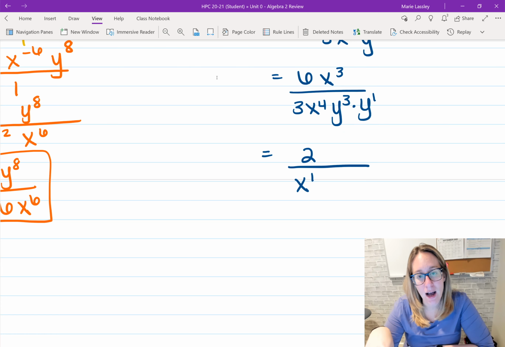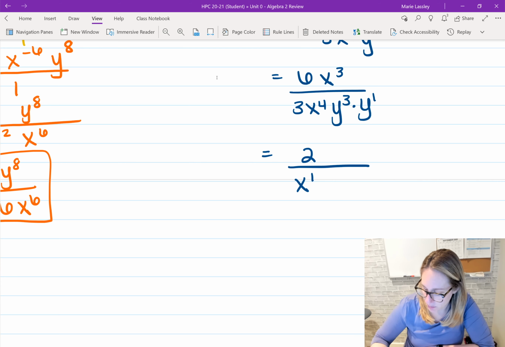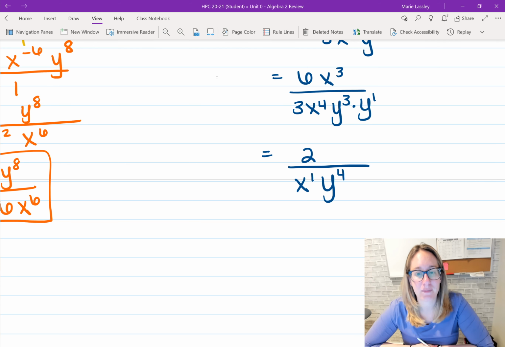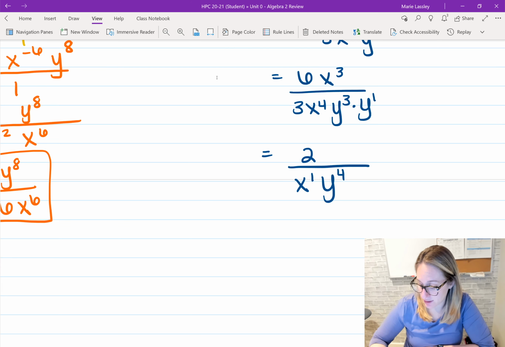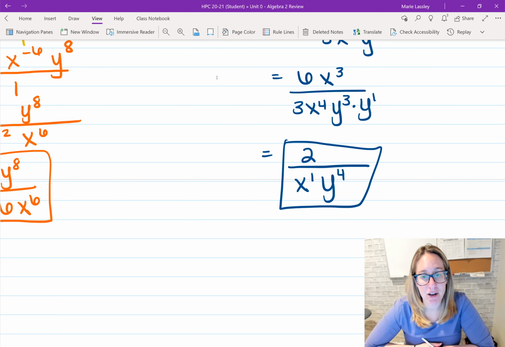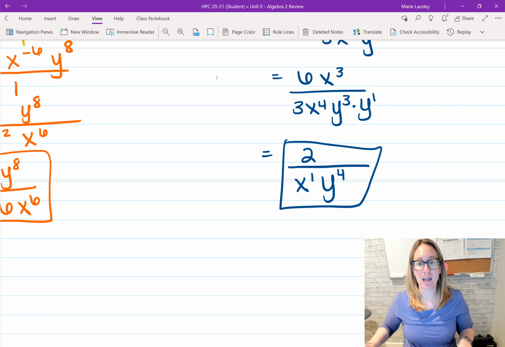For the y's, all I have to do is add my exponents because we're multiplying. So this becomes y to the 4th. And that is actually it. That is my final answer. I have simplified everything and that is what we get.